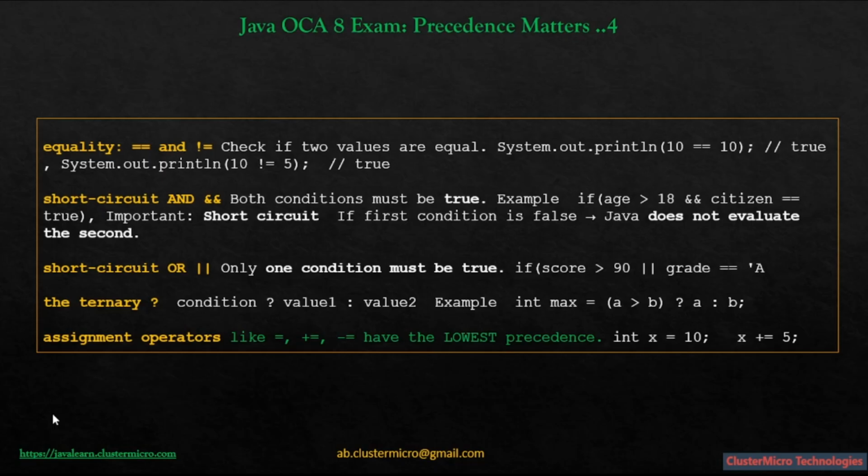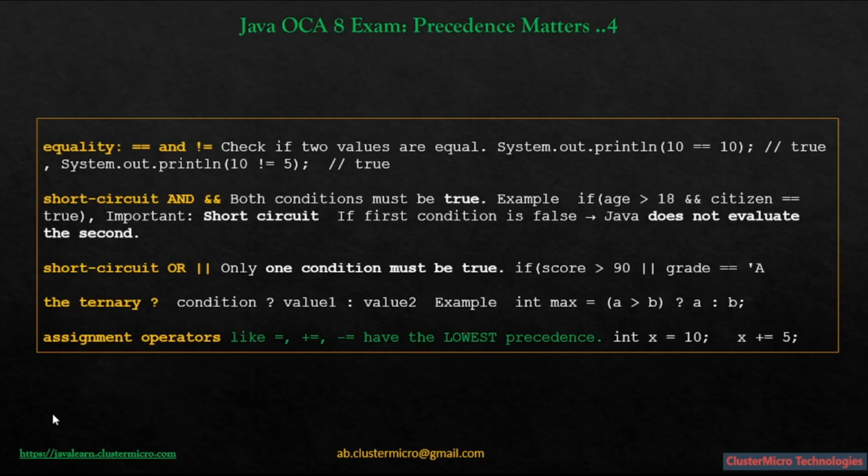And it's also a short circuit operator. Only one condition needs to be true. For example, if score is greater than 90 or (short circuit OR) then grade equals A. If the first condition is true, then Java keeps evaluating the second one.